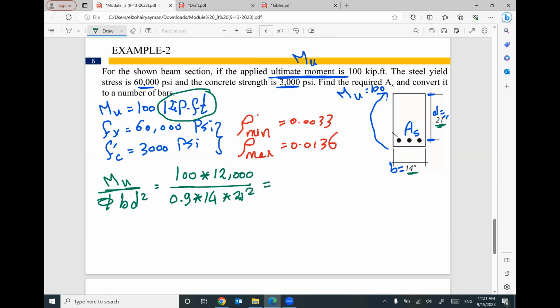Using my calculator, 100 times 12,000 divided by 0.9 times 14 times 21 square. I got 215.9. Then I'm gonna use my table to figure out the value of rho, based on this value of M ultimate divided by phi BD square.